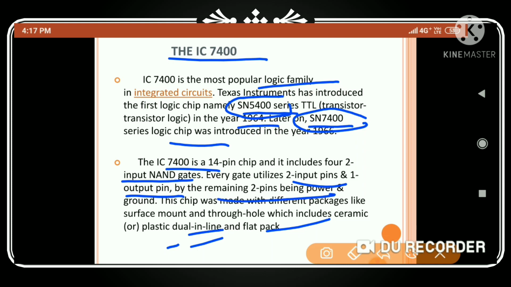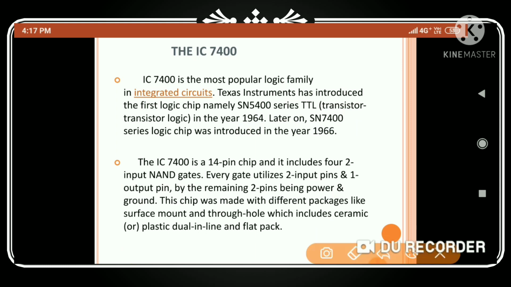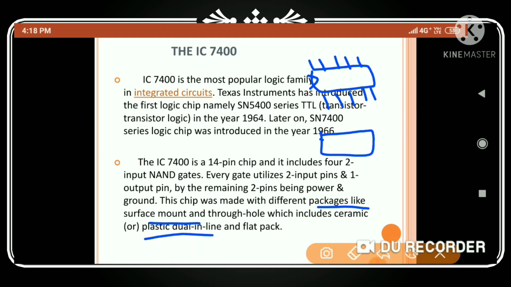So this is the pin configuration, and this chip was made in different packages like surface mount and through hole, which include ceramic or plastic dual in line and flat pack. So dual in line, I showed you how the IC looks. If the IC is like this, then dual in line means the pins are present on both sides. Single in line means the pins are present on only one side. The IC 7400 is a dual in line.